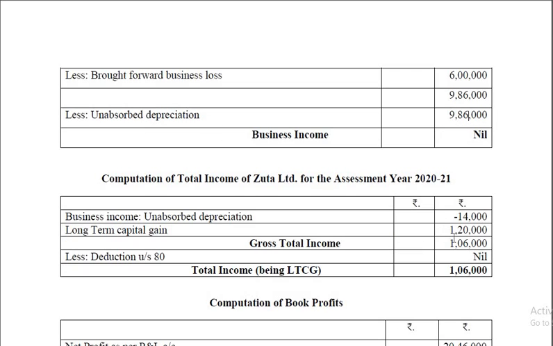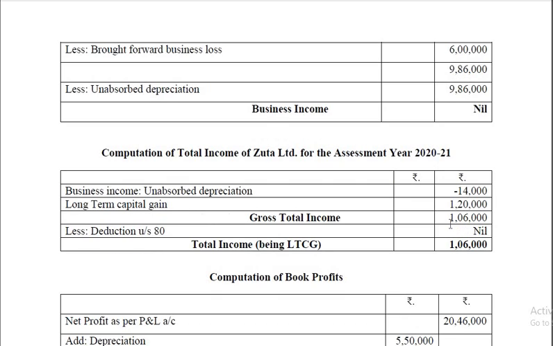Now you have a balance of 14,000 unabsorbed depreciation to be set off. Now find out whether it is possible to set off. Yes, it can be set off against any other head of income. Here you have long-term capital gain to the extent of 1,20,000. So 14,000 you set off against 1,20,000. As a result, what remains is 1,06,000 gross total income.